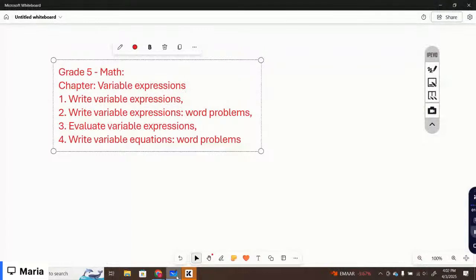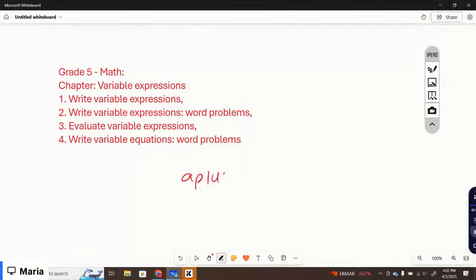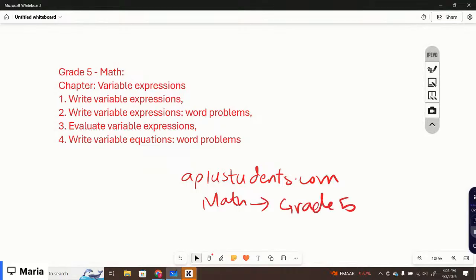You can find all the lessons on aplusstudents.com. You have to log in there using your email address and password as provided by the administrator. Then you have to select math from the subject tab, scroll down to grade 5 math, and then click on view all lessons. There you can find the list of the chapters.